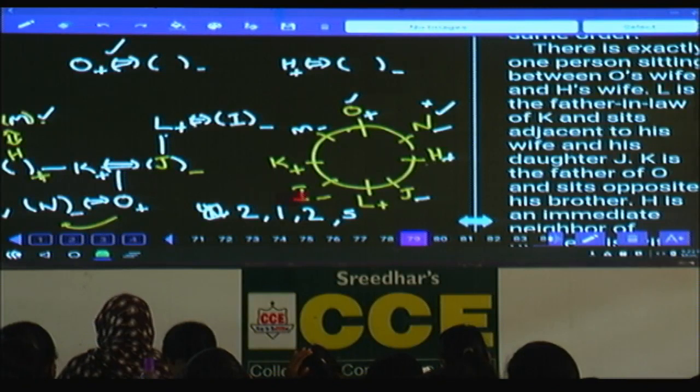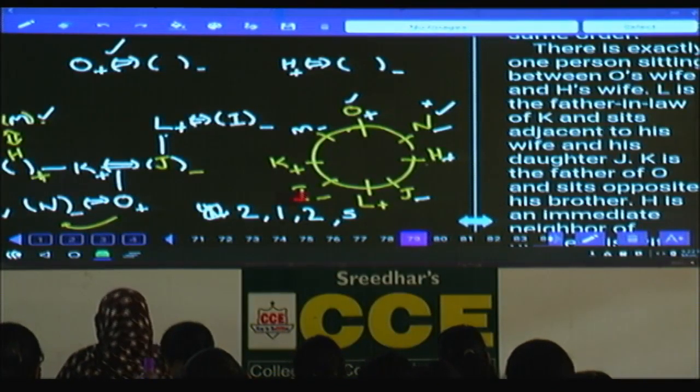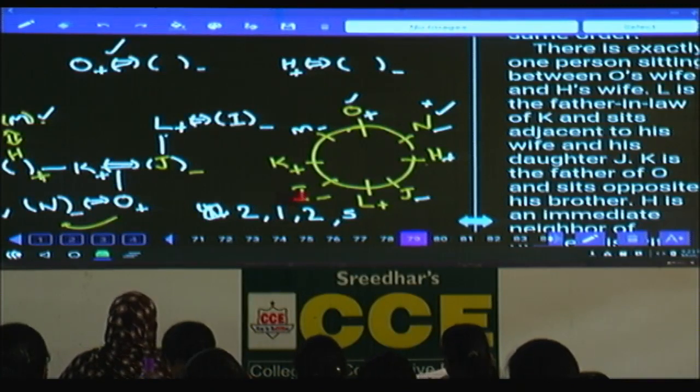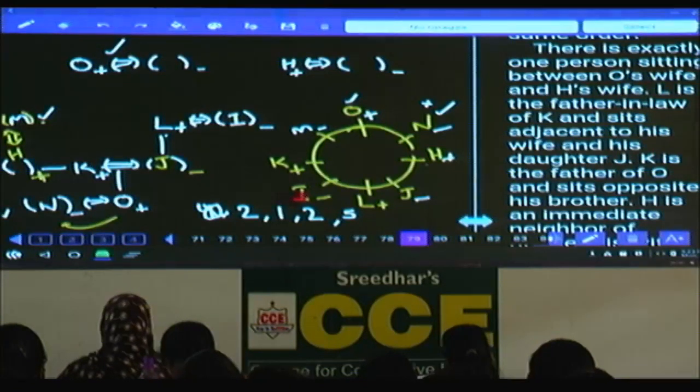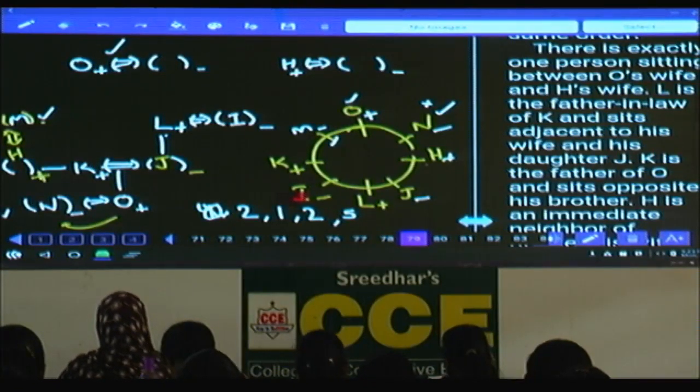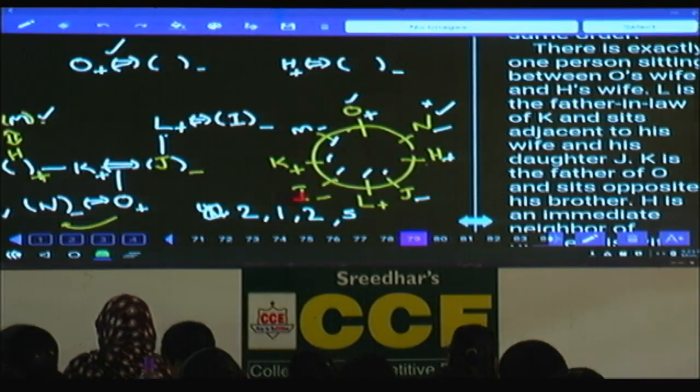And 83. How many persons sit between O and his uncle? O's uncle. Who is O's uncle here? O's uncle is H. And when counted in anti-clockwise direction from O, how many are there? 1, 2, 3, 4, 5. There are 5 people. Choice 5 is the answer.